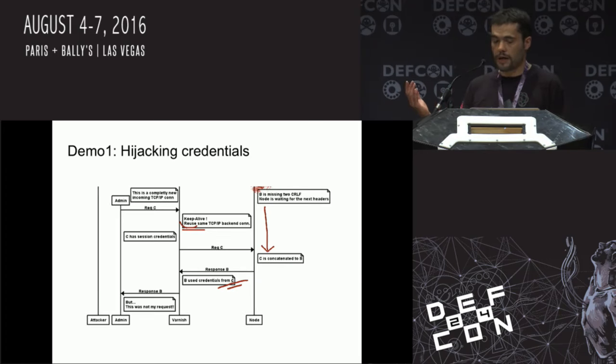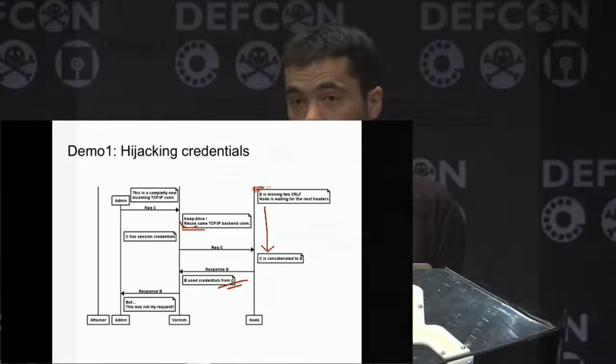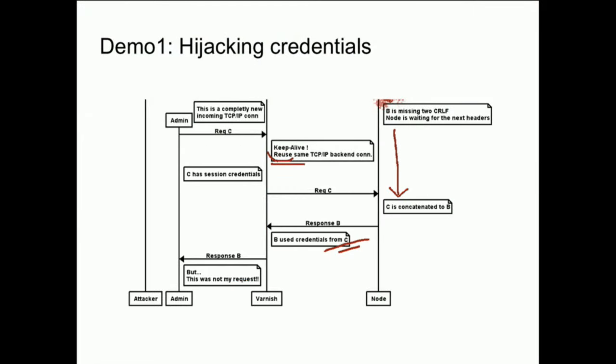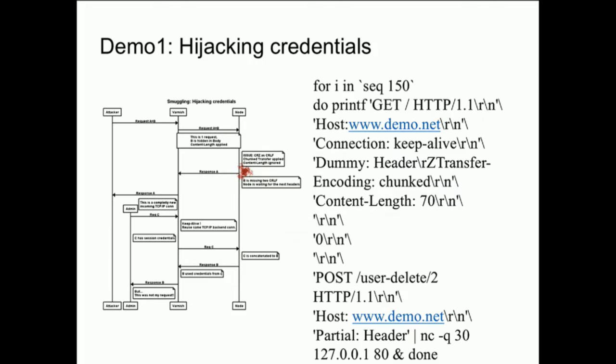Then another user comes with a new request, which is request C. Varnish reuses a keep-alive connection with the backend, so it sends request C, which is appended to the unterminated request, and then it gets response B, which was my hidden request. And user 2 is deleted. Only if you do not have CSRF protection on the POST request.